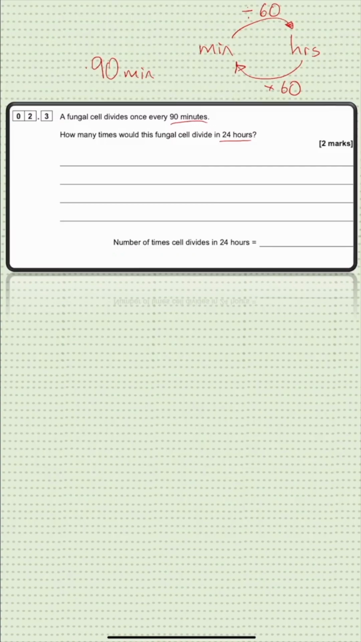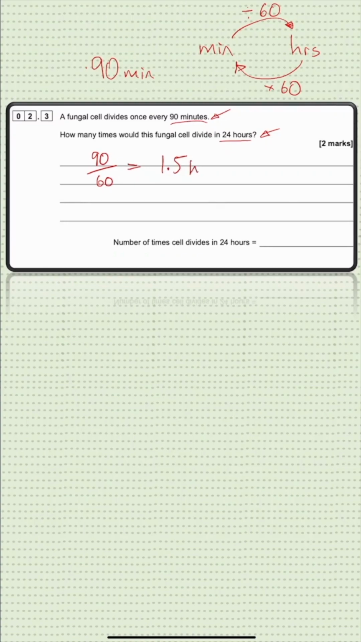So your first step, you need to get them both in the same units. So either get the 24 hours into minutes or get the 90 minutes into hours. Probably easier to convert the 90 minutes. So we do 90 divided by 60. That gives you 1.5.